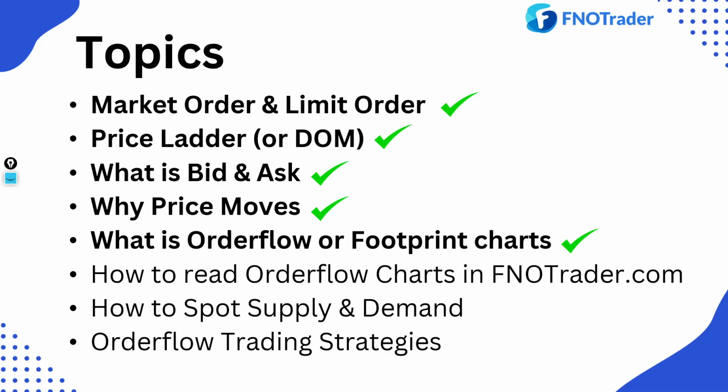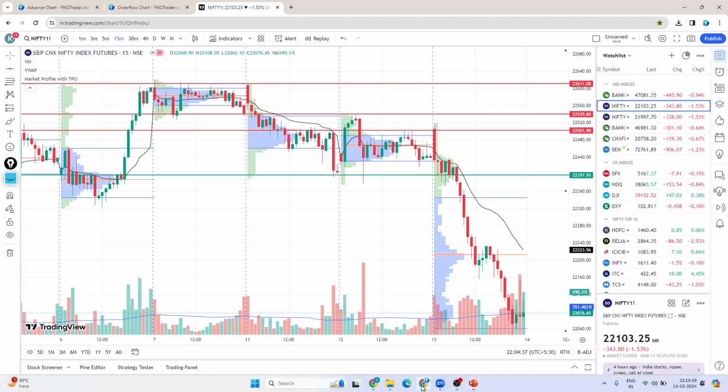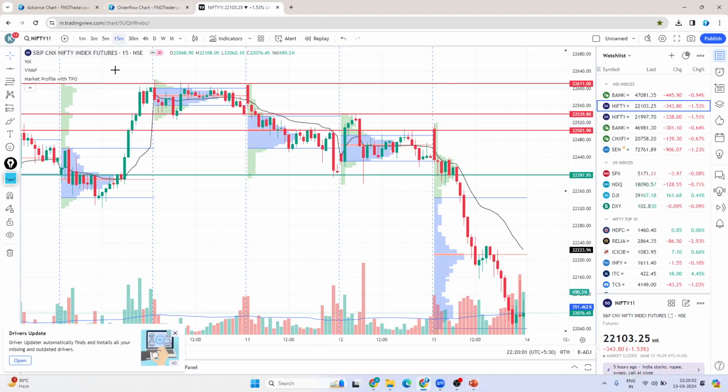How to read those charts, and we have those charts available in fnotrader.com. Now this is your simple candlestick chart, so you can open that in TradingView and look at it.